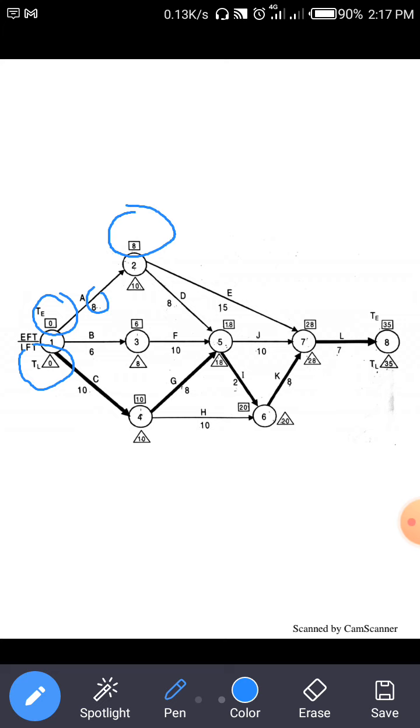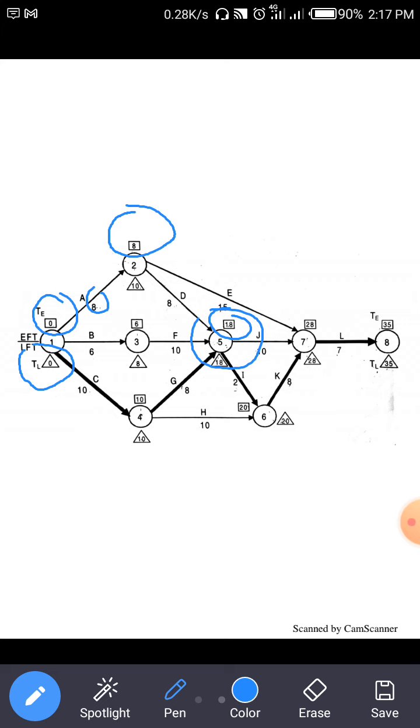Now for 2 to 5, before reaching node 5, three arrows merge: 2 to 5, 3 to 5 and 4 to 5. Which value is the maximum? We take the maximum value as the TE value for node 5. Clear?